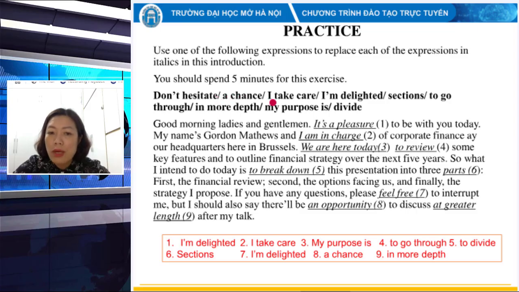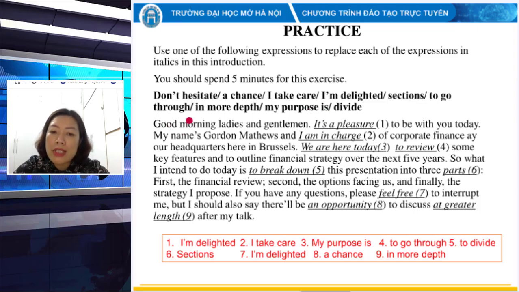I'm in charge. But instead of using in charge, you can say I take care. Yeah, I take care. I take care of corporate finance of our headquarters here in Brussels. We are here today to review. So instead of we are here today, you can say my purpose is to go through some key features and to outline the financial strategy over the next 5 years.